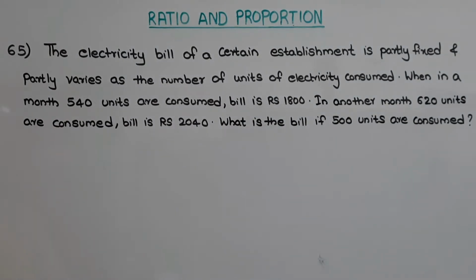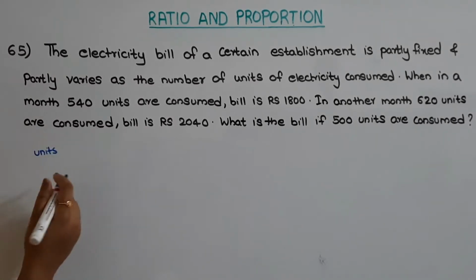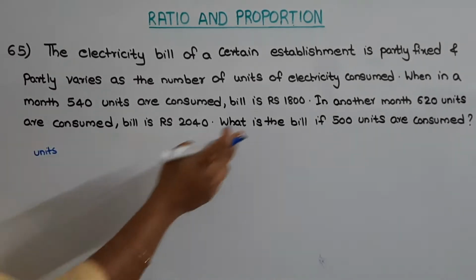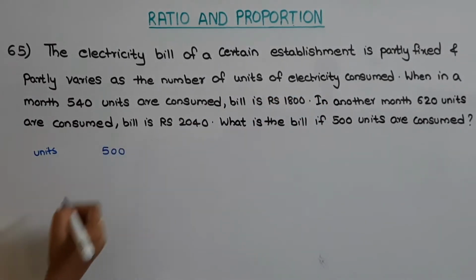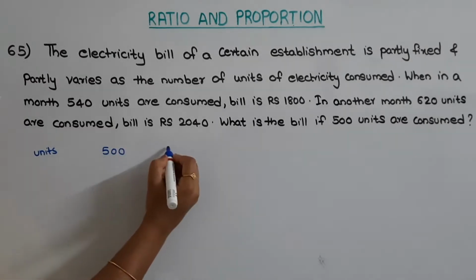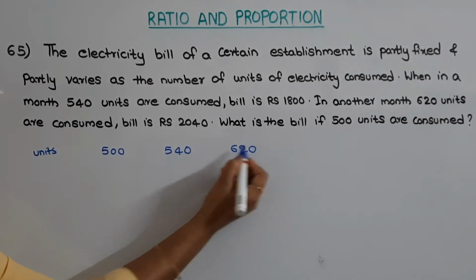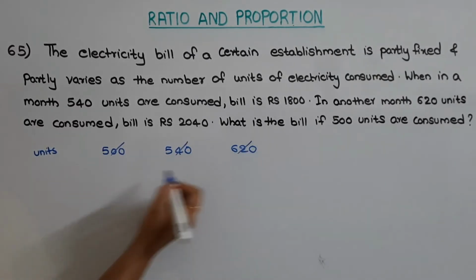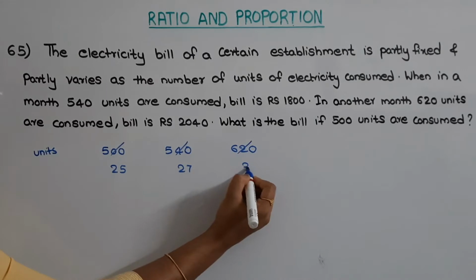Let us first write down the ratio of the units consumed. Let us write the units from smallest to largest; you can also write from largest to smallest value. The first one is 500, then 540, then 620. Now let us simplify this. We will get the ratio as 25 is to 27 is to 31.